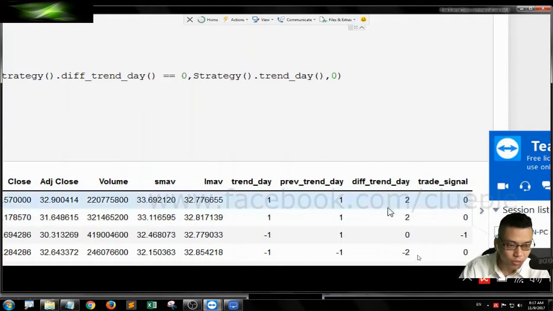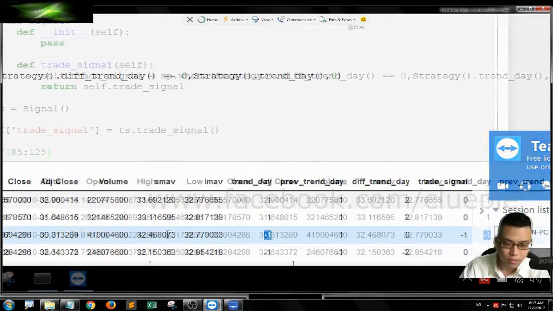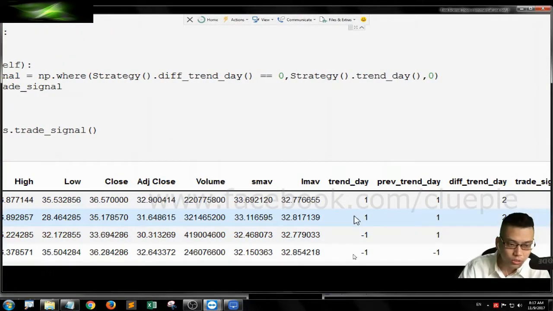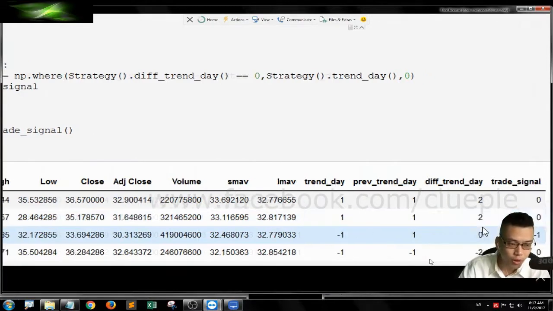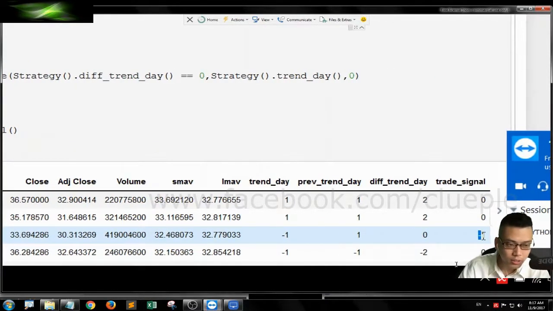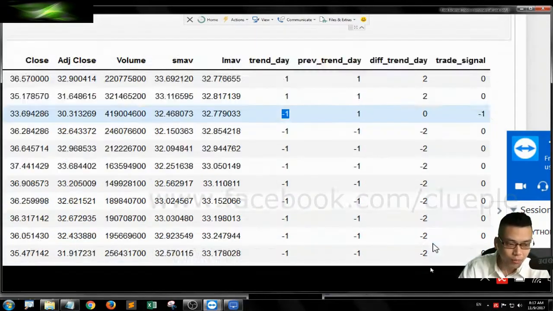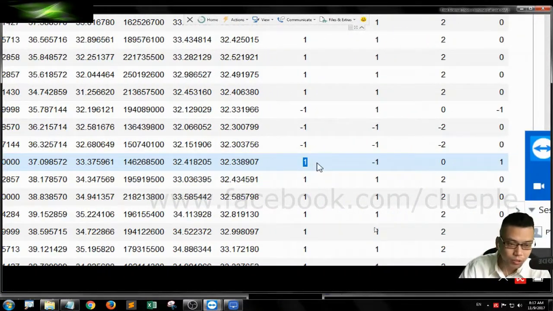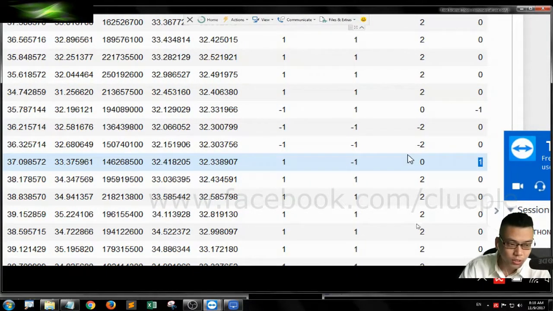So we have the difference of trend is 0, so it's a change, right? Because it's going down on May 7 and it was going up the day before. We just return the trend day of the current day, which is -1. Otherwise it's 0. And also this day, June 15th, going up today and it was going down yesterday. So it's a change, and we return the signal of the current day, which is 1.